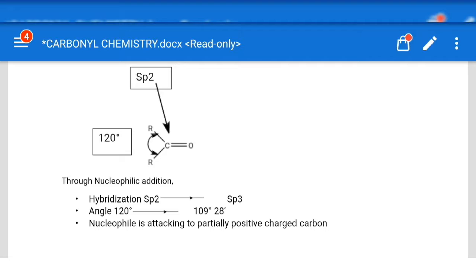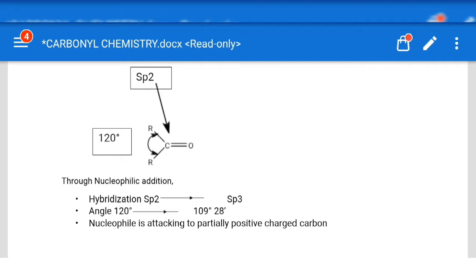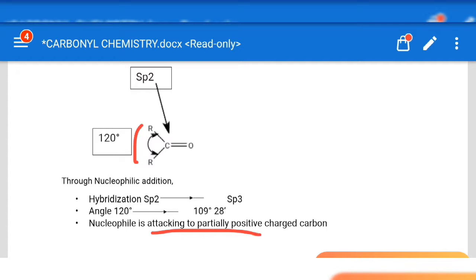And as this carbon is sp3 hybridized, the angle, which was 120 degrees, will now become 109 degrees 28 minutes. So the angle reduces. The nucleophile is attacking the partially positive charged carbon.